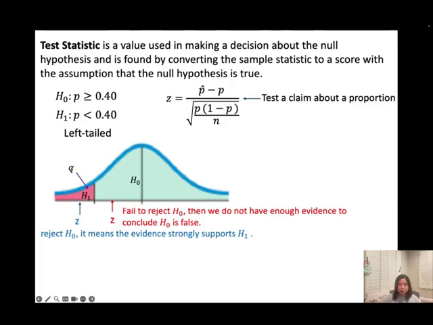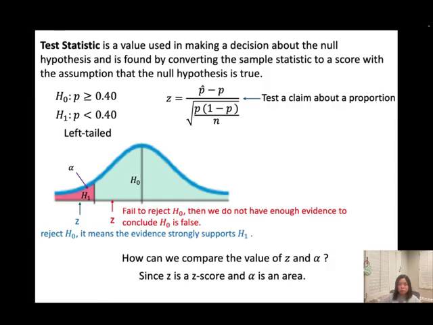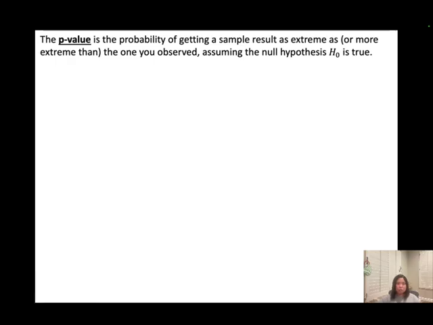Okay, so remember the significance level is always given, but the significance level is talking about the area of the left tail. And your z-score, when you find it from the test statistic, is just the z-score of the number in here. So how can we compare the value of the z and the significance level? So what are we going to do? We'll introduce the p-value.